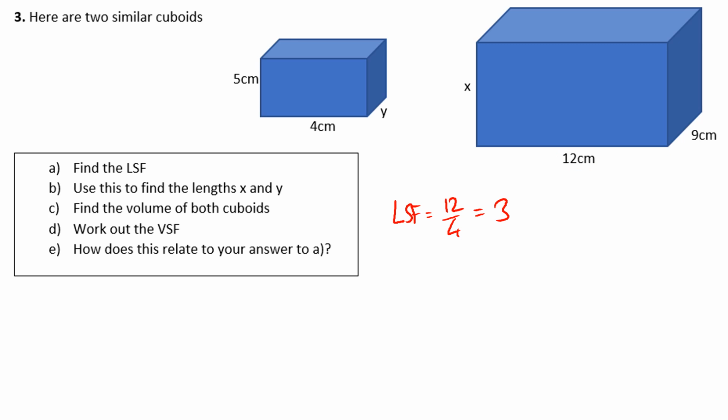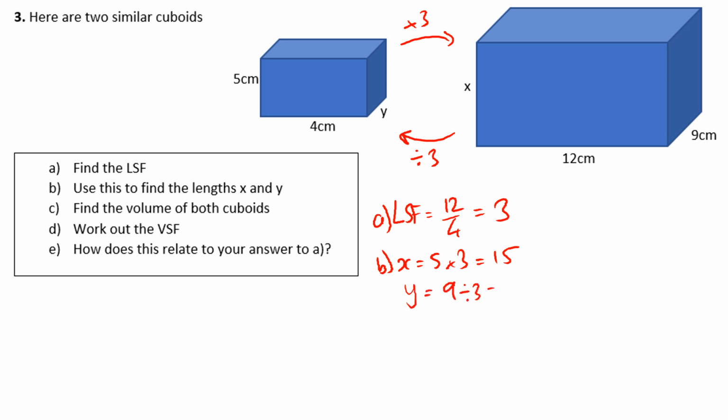We want to use this to find the lengths of x and y. So if we're going to the big shape, we're going to times the length by 3. If we're going to the small shape, we're going to divide them by 3. So according to that, x is 5 times 3 is 15. And y is 9 divided by 3 is 3.